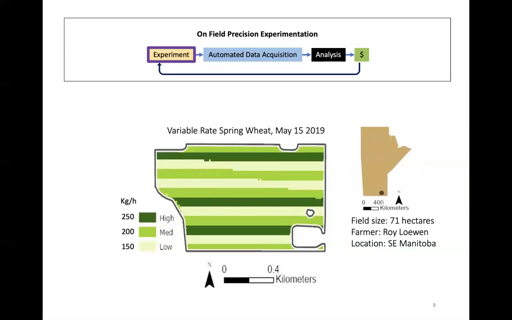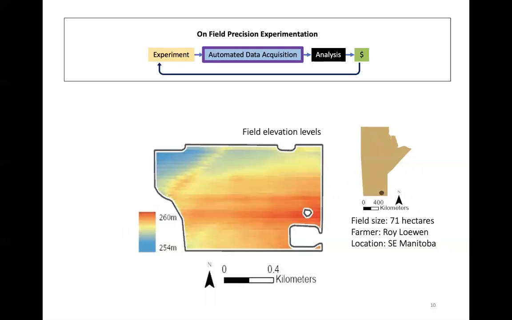What we did was we varied spring wheat seeding rates across a quarter section. So this is about 160 acres or 70 hectares. And we've put in 3 different seeding rates across the entire field, so treating the entire field as one experimental unit. We then go through and collect as much data as we can, like I said, about that field.